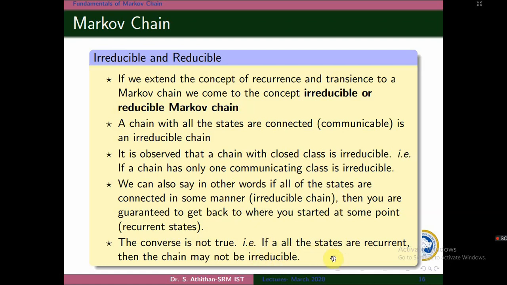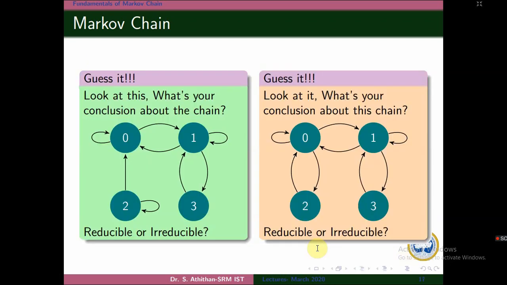If all the states are recurrent, then the chain may not be irreducible. In a previous class I showed you one example where all the states communicate among themselves, but there may be three communicating classes that are not connected to each other, so they are not irreducible, they are reducible. Now this one, is it reducible or irreducible? Here also, is it reducible or irreducible?